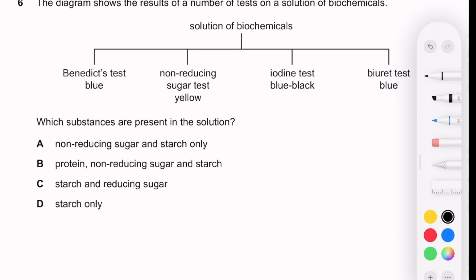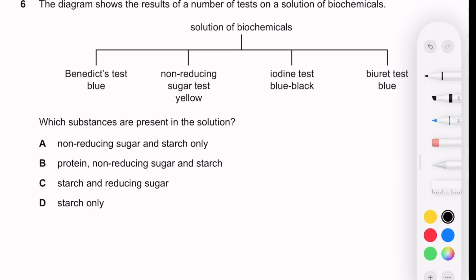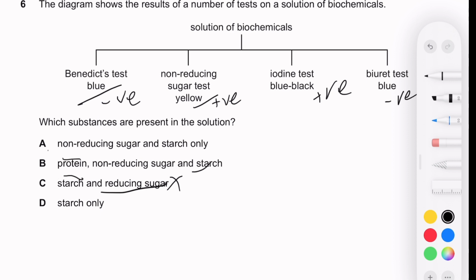Okay. 6. The diagram shows the results of a number of tests on a solution of biochemicals. Benedict's solution is blue. Non-reducing sugar test is positive. Interesting. Iodine test is also positive, and biuret test is blue, so it's negative, and this is also negative. So, which substances are present in the solution? We have non-reducing sugars and starch. So that's not this answer. Protein, non-reducing sugar, and starch? Well, no, we do not have protein, however, non-reducing sugar and starch, which is A.